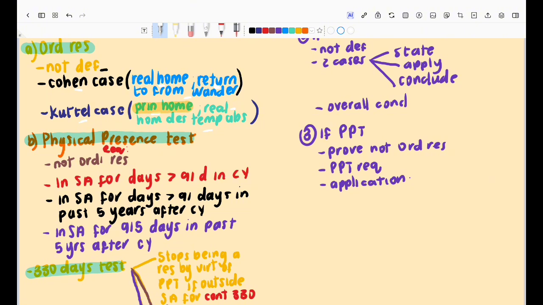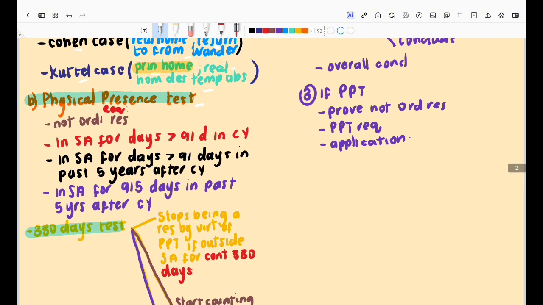And then we have a person who can be a resident of South Africa by means of the PPT test, which is the physical presence test, right? The first requirement is that you must not be an ordinarily resident. So that's where you start. You start from proving that the person is not an ordinarily resident of South Africa. So Cohen and Cattle does not apply. And then you go on to say, these are the requirements that I need to consider for this person to be a resident as per PPT test, right? So the first requirement is being in South Africa for greater than 91 days, right?